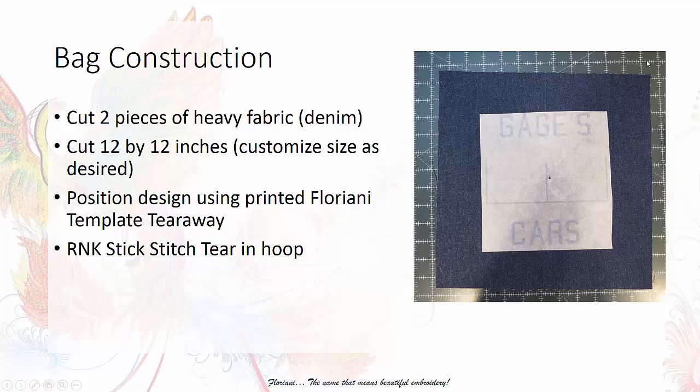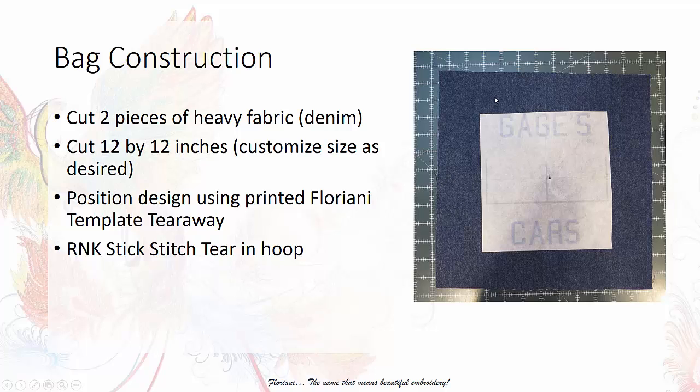Then you're going to have your fabric and you're going to position. I printed off my design on my Floriani template tearaway. You are going to cut around the outside of that, remove the paper backing off of the template tearaway, and then place the template tearaway onto your pocket. Now, you can't see this very well, but I marked the center of my fabric. So I folded the fabric in half one time and then 2 times so that I had a nice little cross center in here. Or you can just use your ruler.